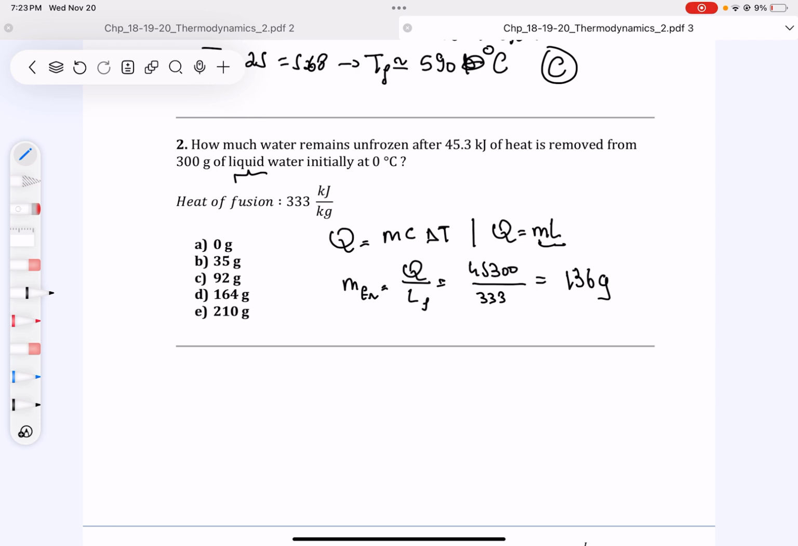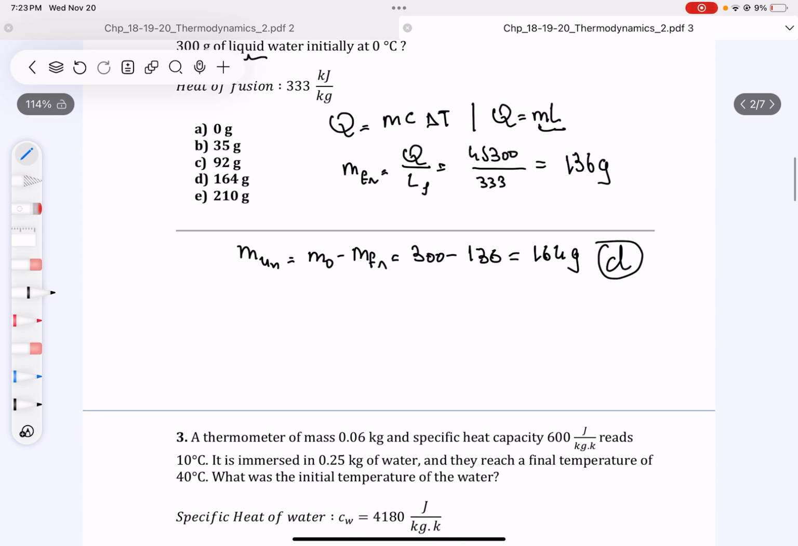But how much water remains unfrozen? M of unfrozen is just m initial, m0, minus m frozen. That's 300 minus 136, which is equal to 164 gram. And that's D. Okay, let's continue.